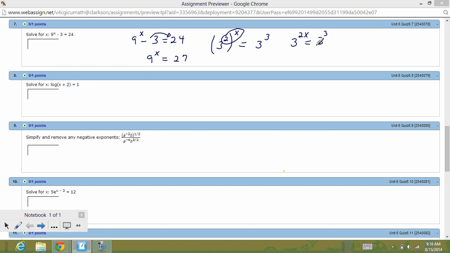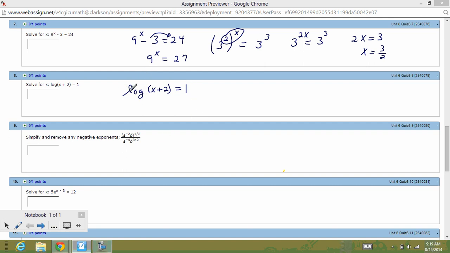And since the bases are the same, the expressions as wholes are the same, we know that 2x is equal to 3. And so x is 3 halves, right? 1 and 5/10, 1.5. Okay. Now, question 8 is a log expression. And we're given the log of the quantity x plus 2 is equal to 1. Okay?